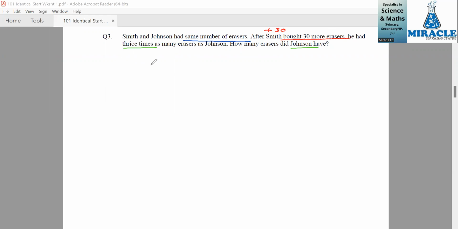We know that this is an identical start question because Smith and Johnson had the same number of erasers at first. So we have Smith and Johnson. And we know that after Smith bought 30 more erasers, he had thrice as many erasers as Johnson. So if Johnson had 1 unit worth of erasers in the beginning, Smith now has 3 units worth of erasers.